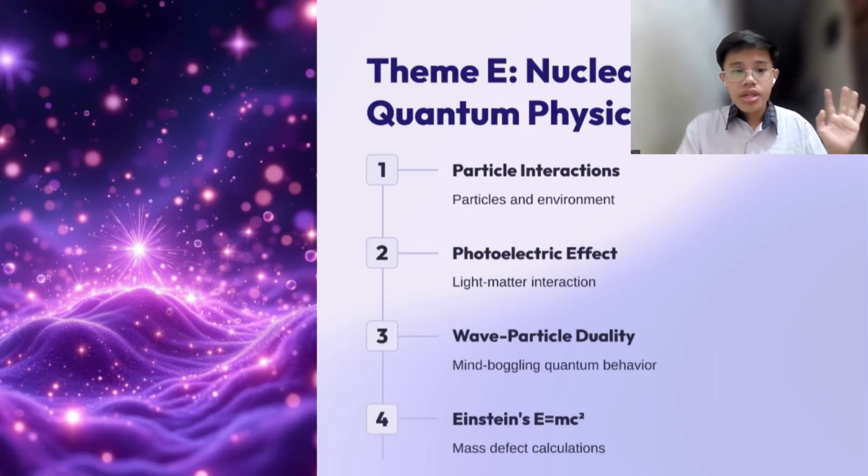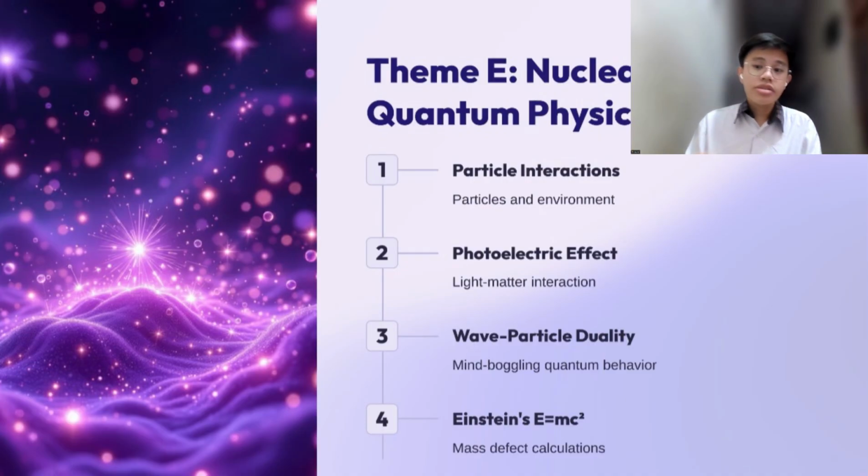Number 5. Nuclear and quantum physics, topic E. The last and most mind-boggling unit here. Here's where things get weird and amazing at the same time. To put it simply, this section covers particles and their interactions with the environment. HL topics include the photoelectric effect, wave-particle duality, and the mass defect, where you will solve calculations using Einstein's famous E equals mc squared.